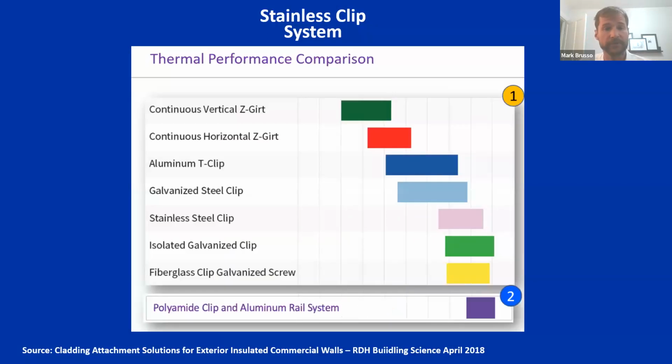And it also performs quite well thermally in comparison to some of the other types of offerings in terms of clips. This brief graph will show there are definitely other options out there that work for rain screen clip systems, but stainless has a very sweet spot, a good sweet spot in there for strength, thermal performance, and workability on the job site.